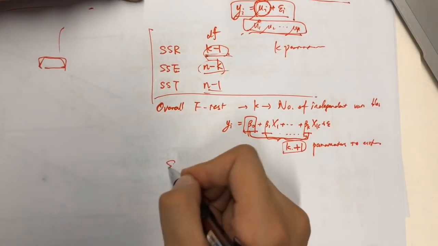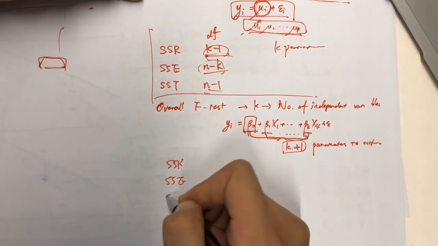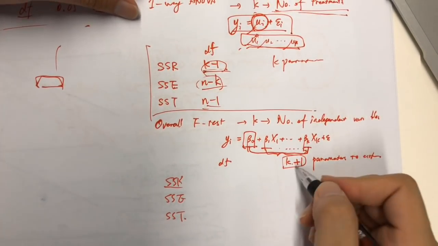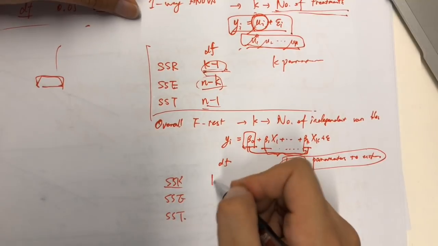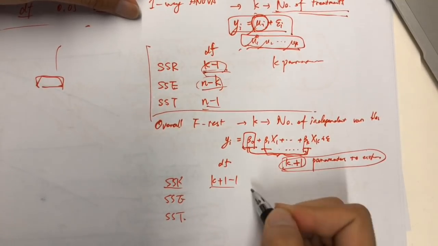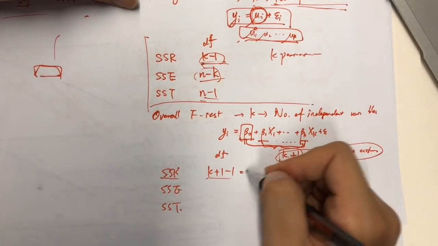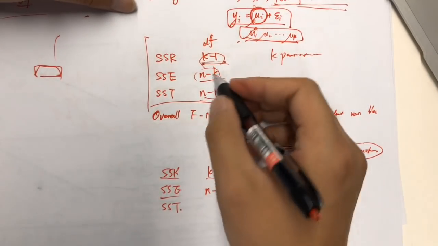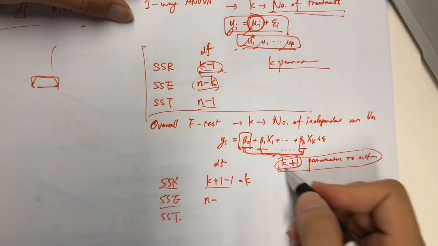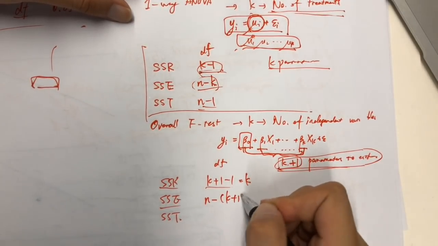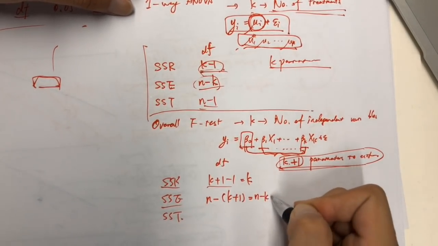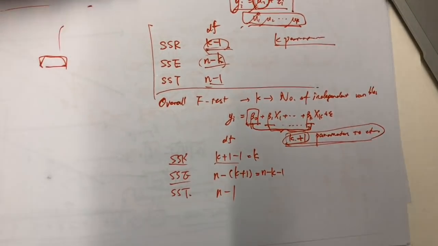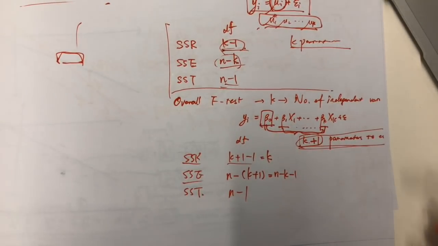Therefore, when we look at SSR, SSE, SST, the SSR's degrees of freedom should be the number of parameters to estimate minus 1. It's k plus 1 minus 1, so it's k, okay? So for SSE, it's n minus the number of parameters to estimate, right? Now it becomes k plus 1, so it's n minus k minus 1. And for SST, again, n minus 1. So I hope this will help you, okay?